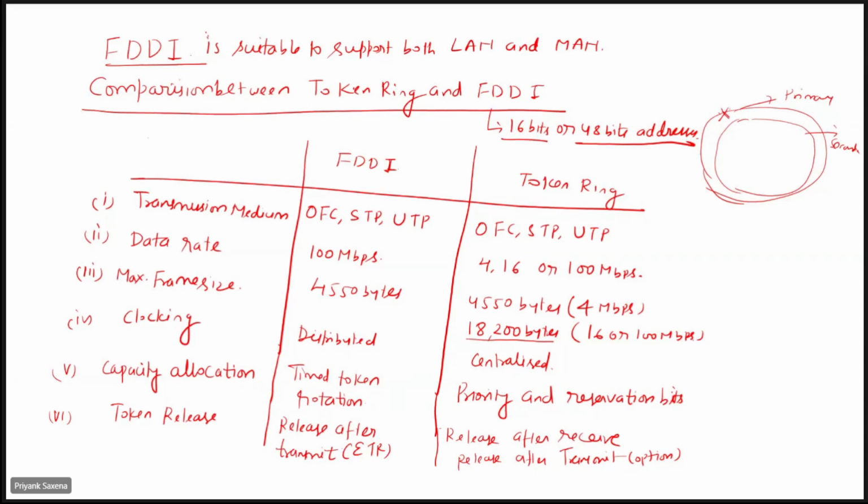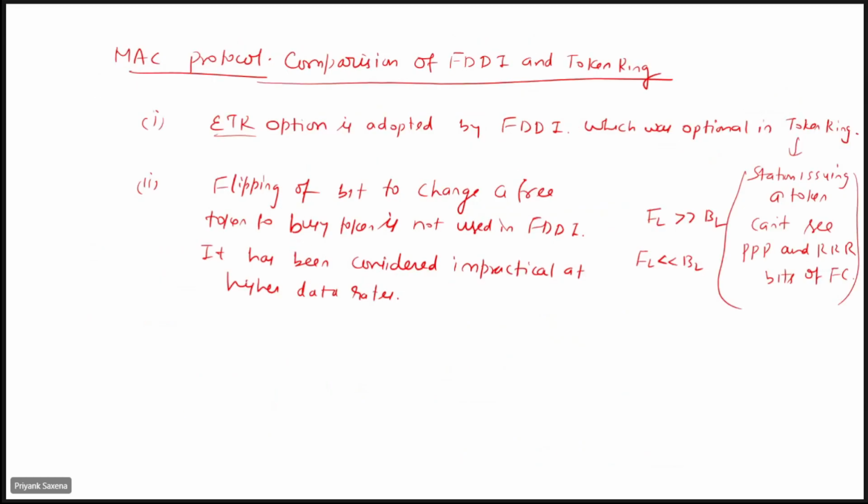Token release: release after transmit, release after receiving the entire frame, or when the leading edge of the frame reaches back to the transmitting station, then only a token is released, right? So if we see the MAC protocol comparison, ETR option is adopted by FDDI, which was optional in Token Ring.